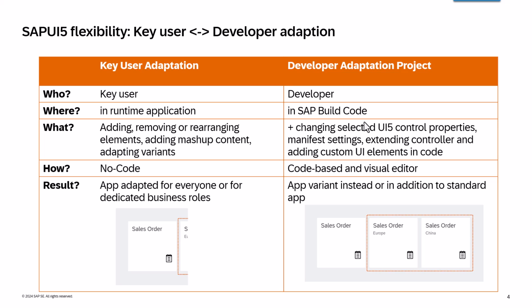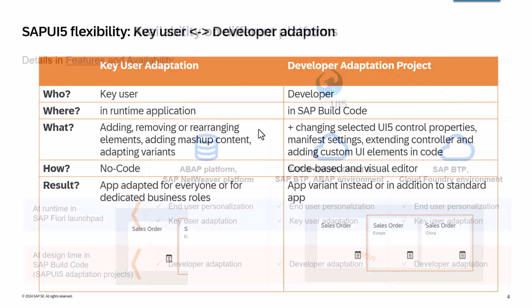But with the developer code, you would be using the SAP Build Code. You can extend the controller, you can add fragments. So you would do a combination of using code and also a little bit of the visual editor as well. And that is what we are going to be looking at today.